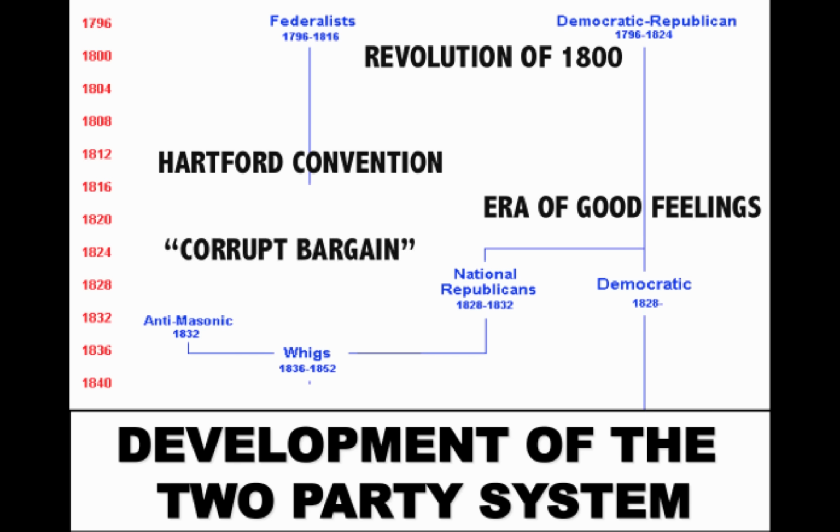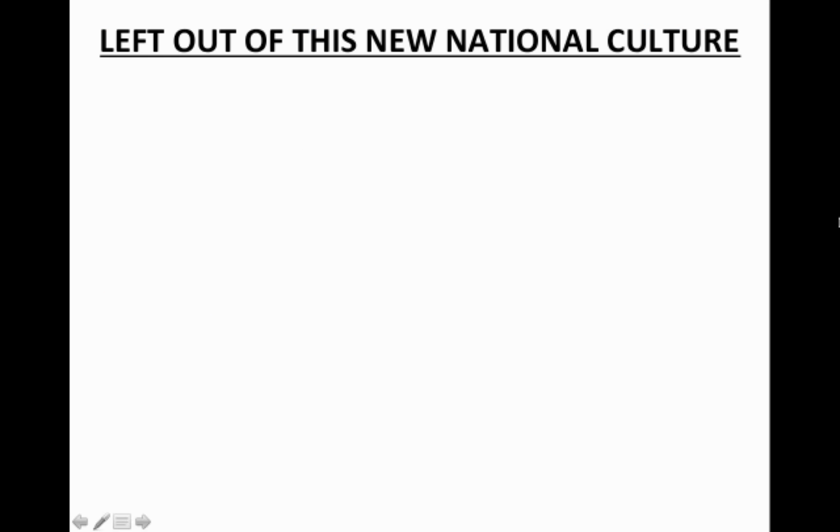It is a simplified version, then the corrupt bargain, and then eventually you get the Democratic Party, which are similar to the old school Democratic Republicans, and the Whig Party, which have a lot of similarities to the Federalists in terms of their beliefs.